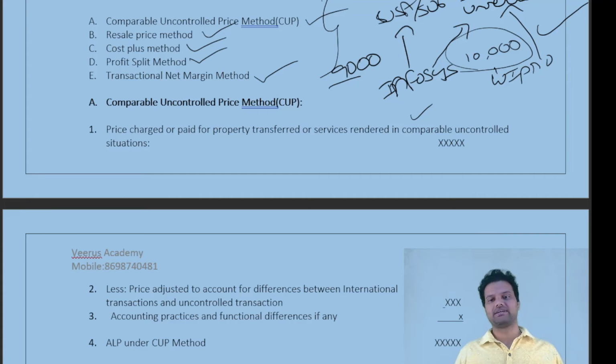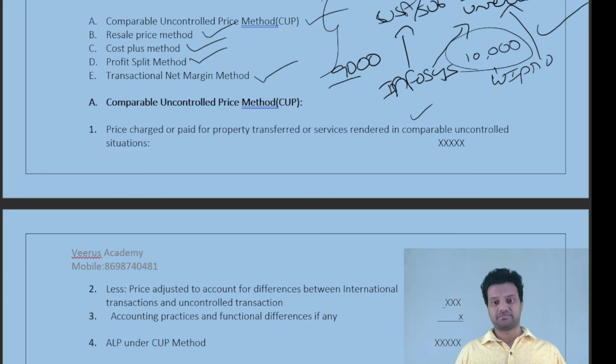I'll tell you why. For example, in this particular example, Wipro is giving a warranty to the unrelated party, for example an extended warranty of 1 year. But in the case of Infosys doing a transaction with the associated enterprise, it is not giving any warranty. In this case, we need to make a warranty related adjustment to the amount of 10,000. We need to do that because, to make a right apple to apple comparison, any differences in the transaction we need to adjust.